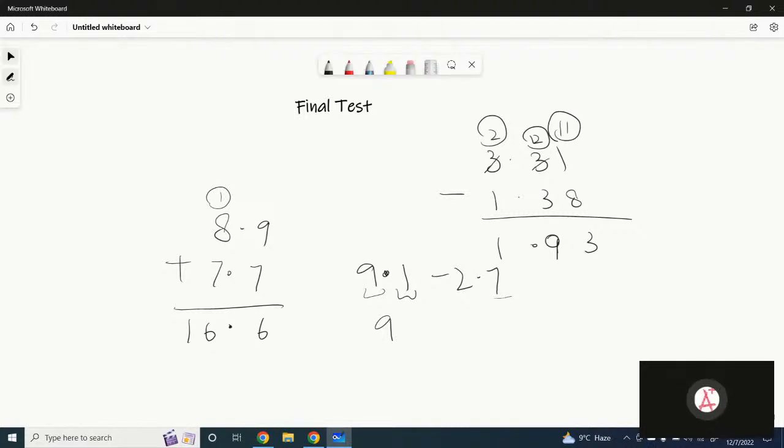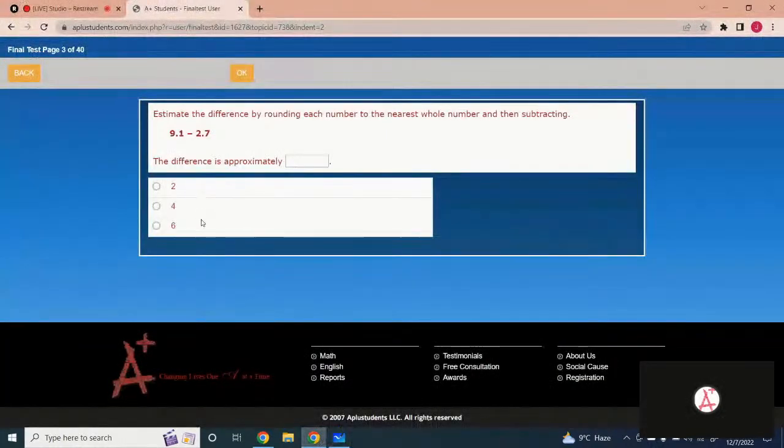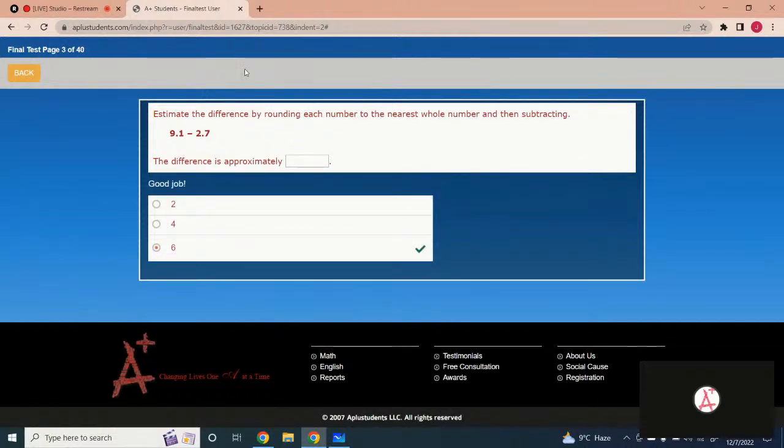Then you have 7. 7 is greater than 5. That means you have to round up, which means you add 1 to the whole number. So it would be 9 subtract 3. 9 subtract 3 is 6. So just select the correct option, then click on the OK button.